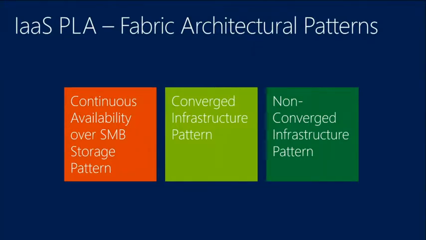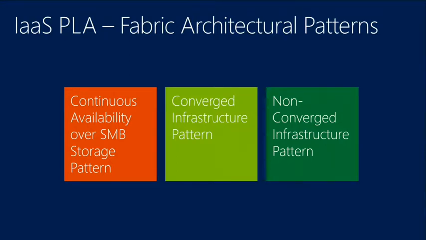Non-converged infrastructure pattern is traditional stuff, meaning you have storage people, you have network people, and compute people. And they are connected by wires, and that's about it. There is no common design per se, and there's not an integrated design. But a lot of people have invested a lot of money in that kind of thing, and so we support that as part of our IIS deployment.